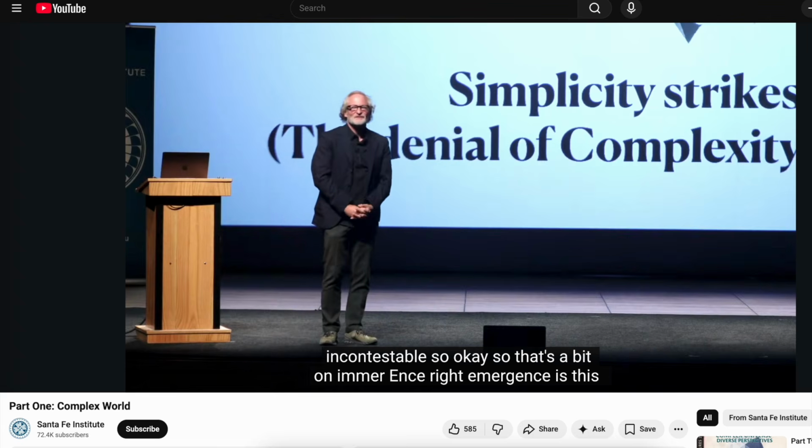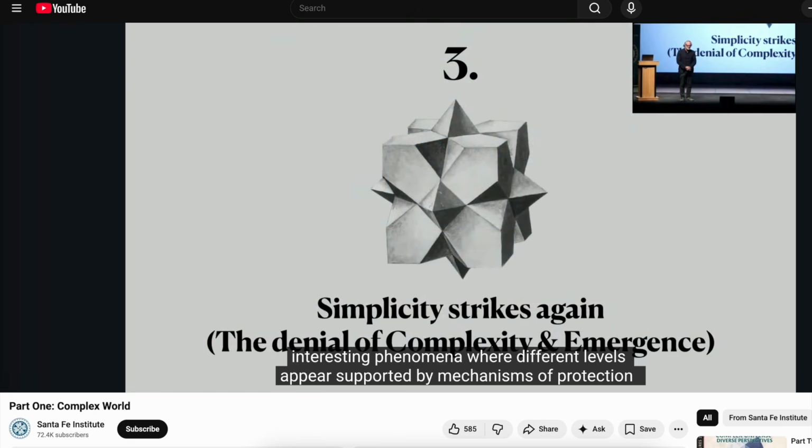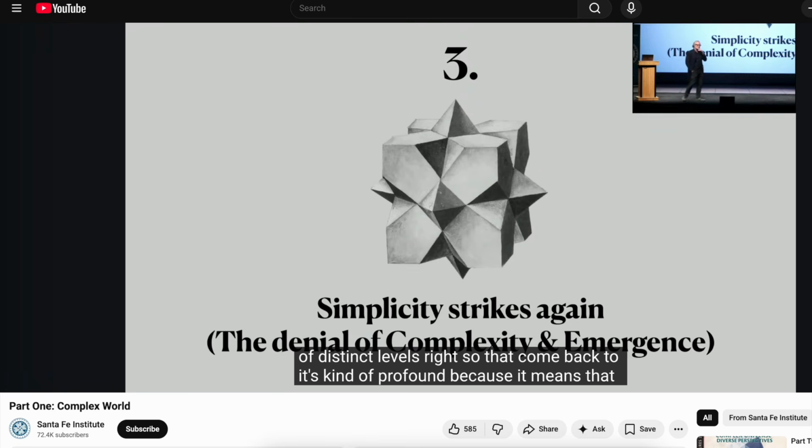Emergence is this interesting phenomenon where different levels appear, supported by mechanisms of protection that allow explanations to be provided that are equally rigorous at almost an infinite number of distinct levels. So that, come back to this, is kind of profound, because it means that poetry, operating according to its own rules, is every bit as rigorous as mathematical physics.